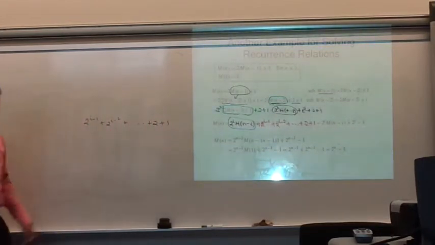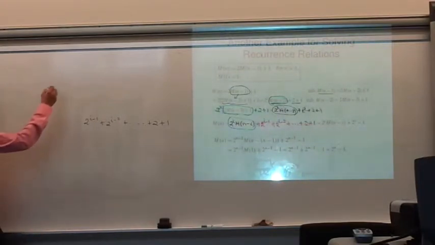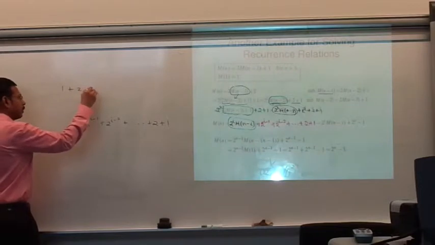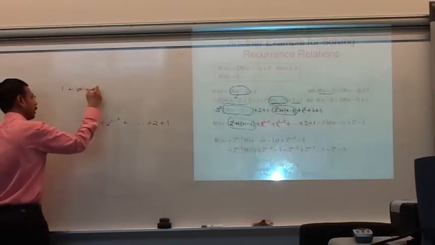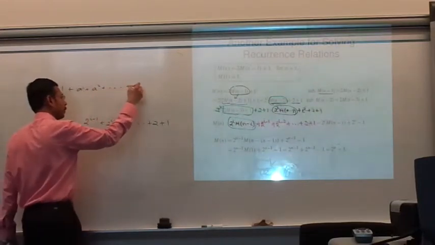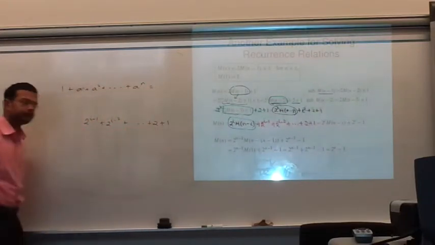So did we look at a formula to do this? Remember? There was a formula that is 1 plus 2 plus 2 square, or in general what? 1 plus a plus a square plus so on up to a to the power n is what?